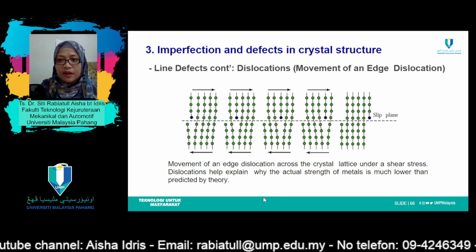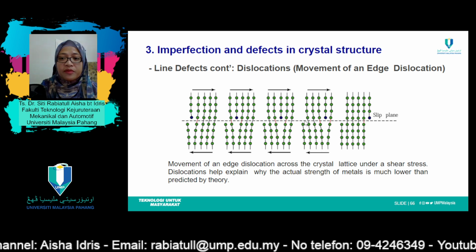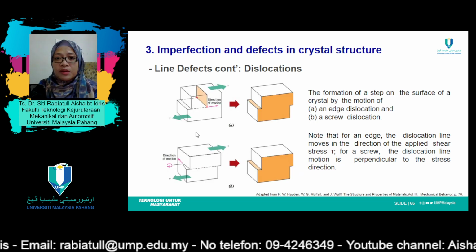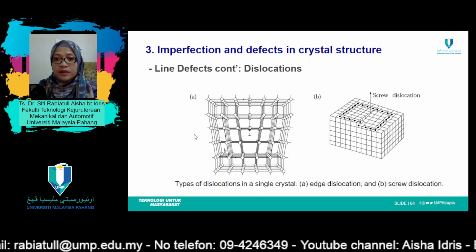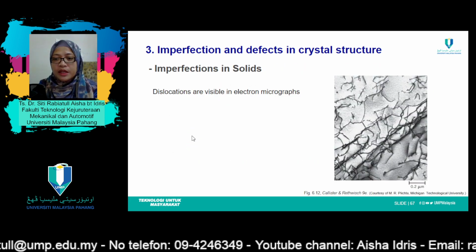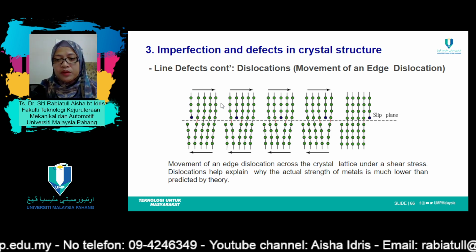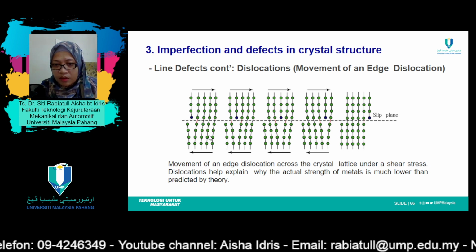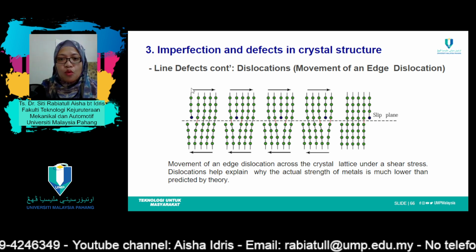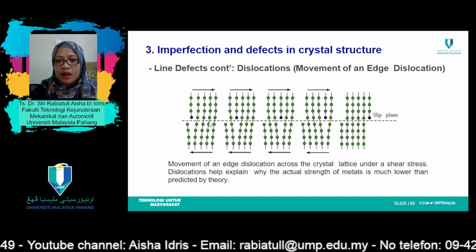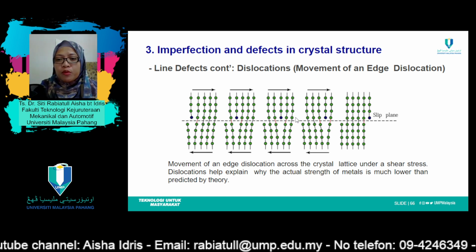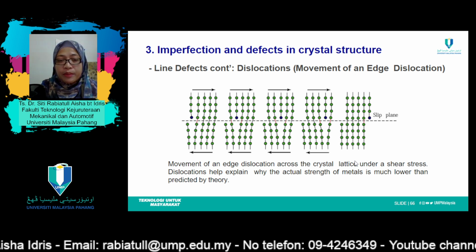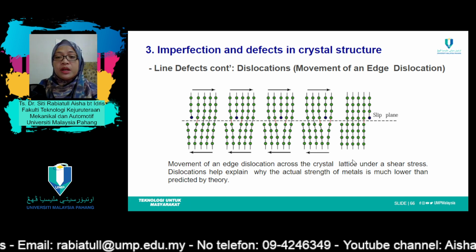And again, this one is the illustration for edge dislocation. So if you refer to this one, to its much clearer view over here, once there is a distortion, then it will move until it reaches a point where it will become a permanent defect over there.